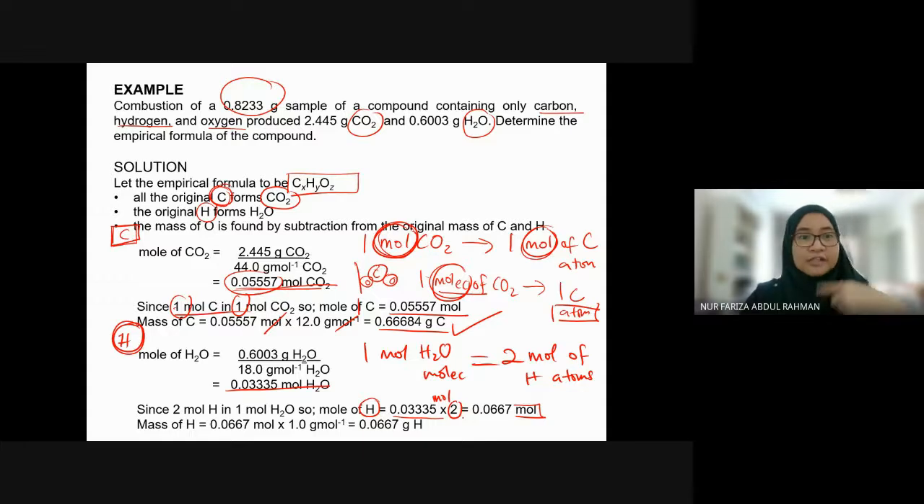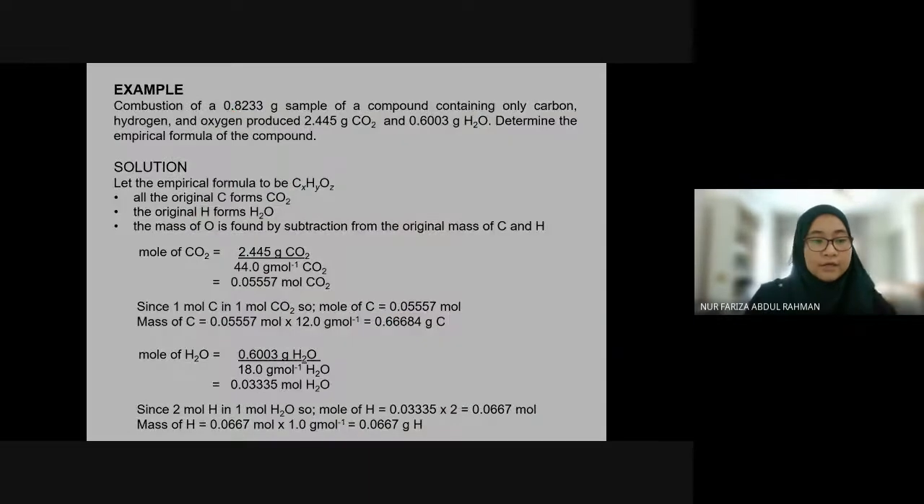Okay, later on, I'll show you how to use dimensional analysis to solve this problem. You have the mole for the hydrogen already. Now you can convert into mass by multiplying with the molar mass. So mole cancels out, and we will have gram of hydrogen.